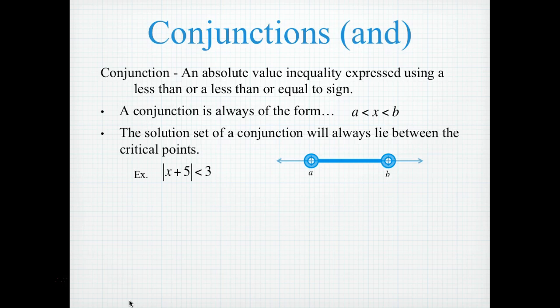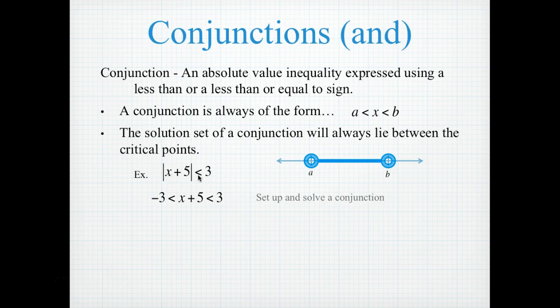So for our example of a conjunction, we have the absolute value of x plus 5 is less than 3. Now we know it's a conjunction because we have an absolute value inequality using a less than symbol. So we set up and solve a conjunction. We put negative 3 on the left, is less than the quantity x plus 5, which is less than 3.